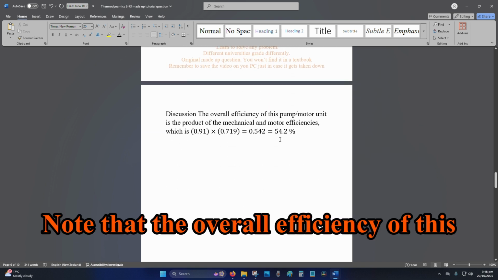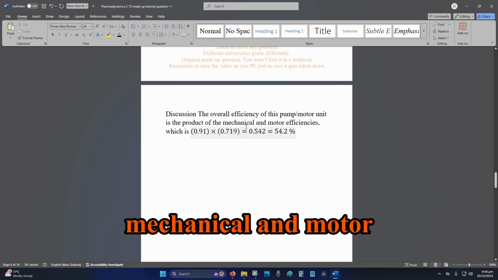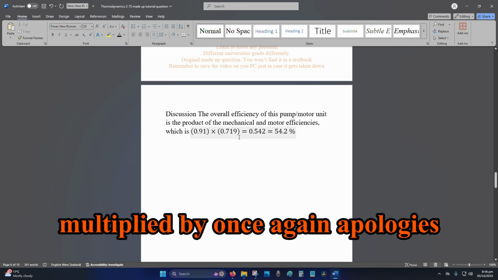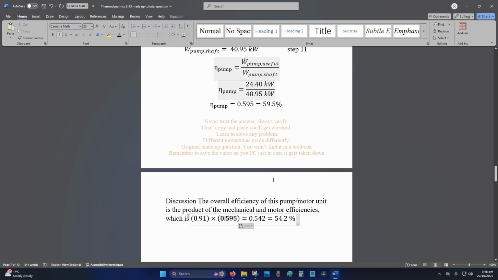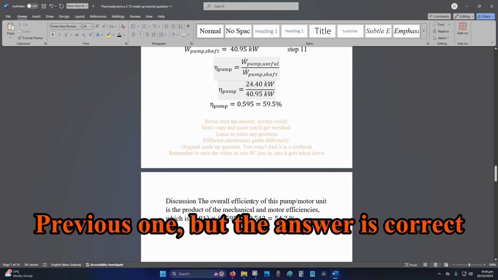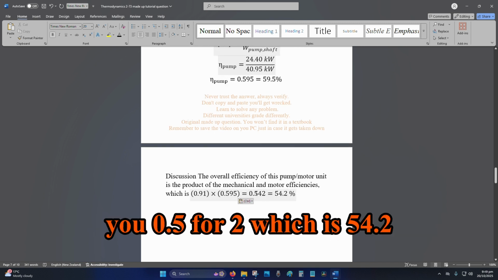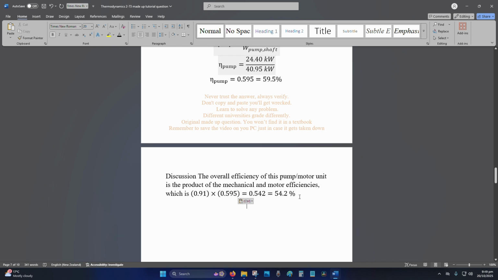So note that the overall efficiency of this pump motor unit is the product of the mechanical and motor efficiencies, which is 91% multiplied by, once again, apologies for the typos. That was a previous one, but the answer is correct. Okay, so that will give you 0.542, which is 54.2% for the overall efficiency.